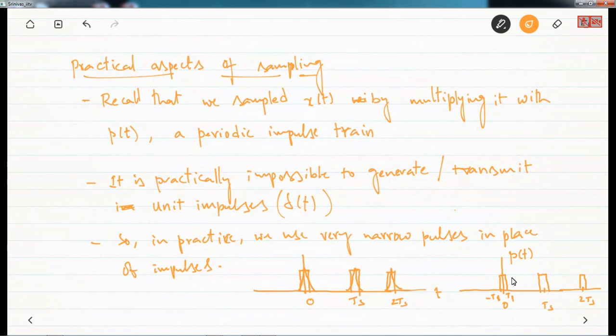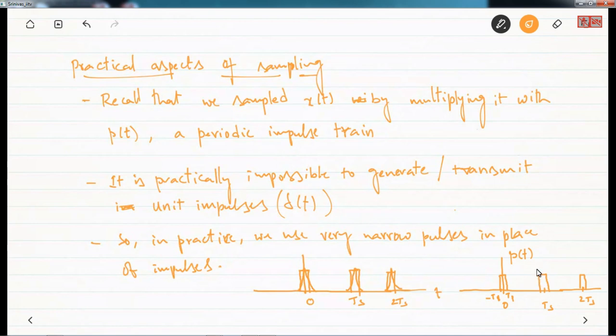When you sample your signal with such pulses, we call that sampling flat top sampling. In your syllabus, I guess I have seen the word flat top sampling. So flat top sampling is something like this. It is a practical way of doing sampling.